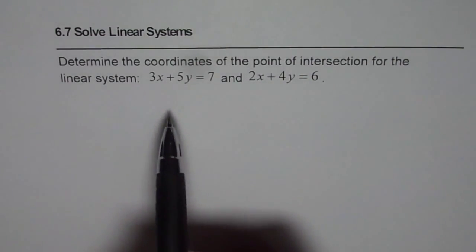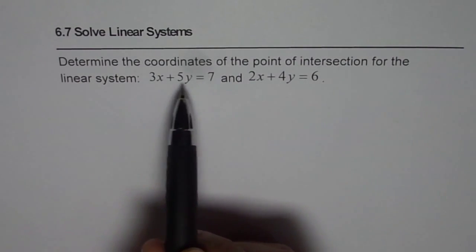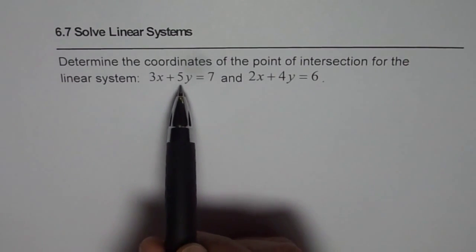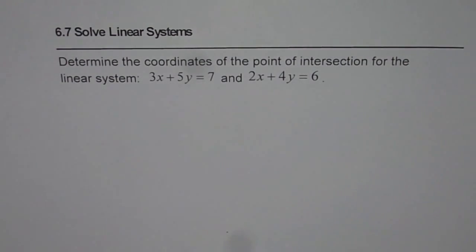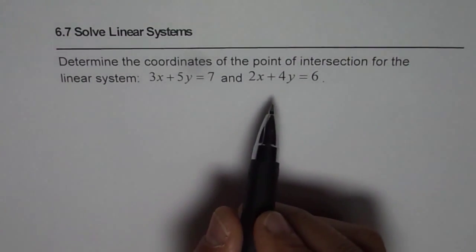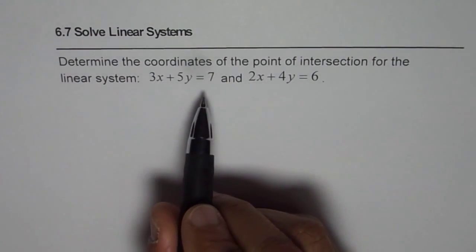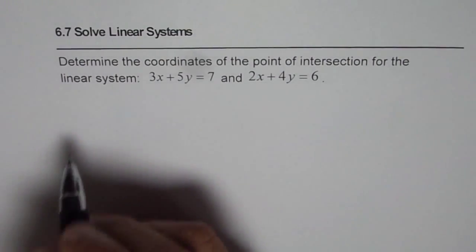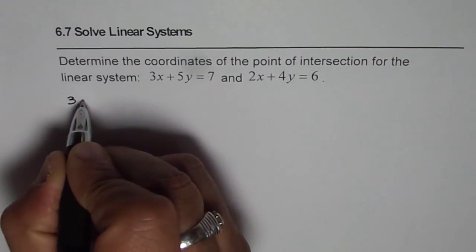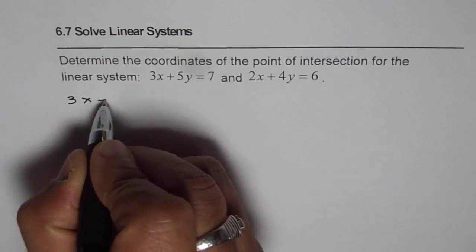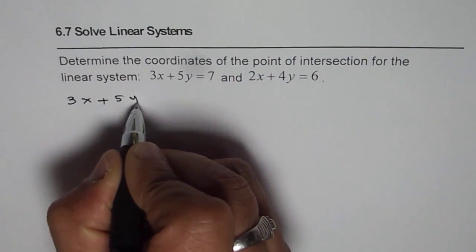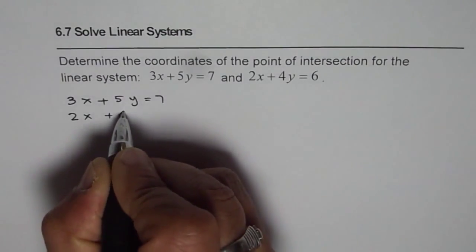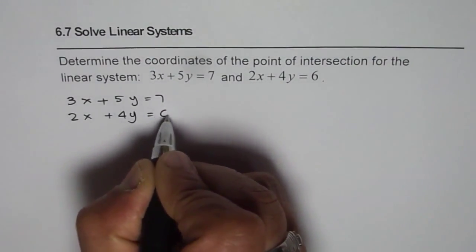As you can see from here, isolating any variable, x or y, leads to fractions, and that is going to complicate the solution. So in such cases, we adopt the elimination method for finding the point of intersection or solving a linear system. So let's begin by copying the given system, which is 3x + 5y = 7 and 2x + 4y = 6.